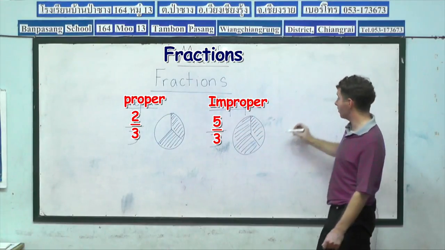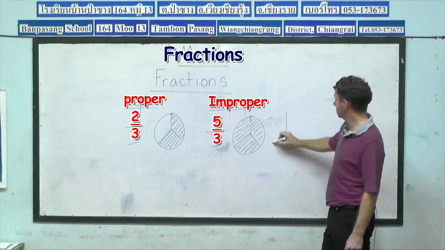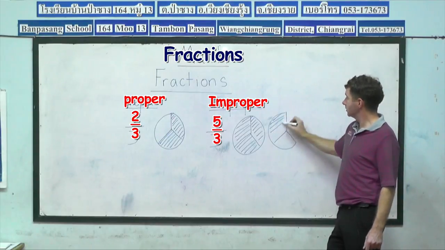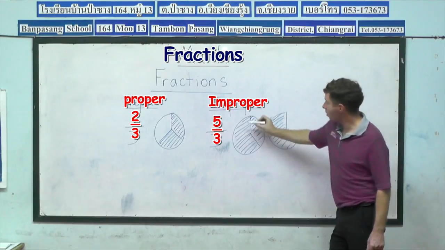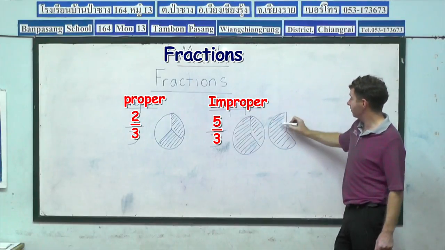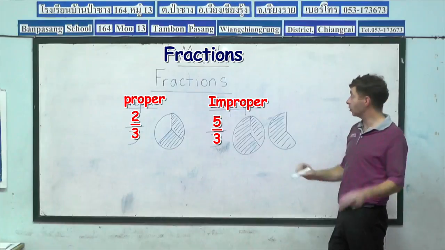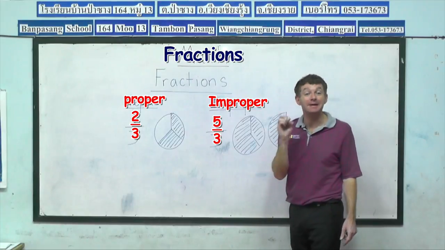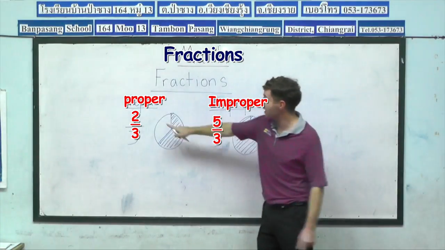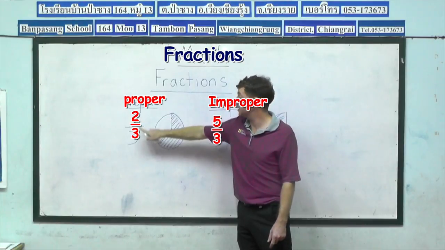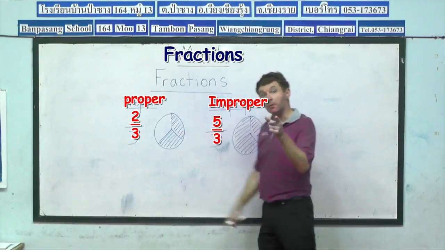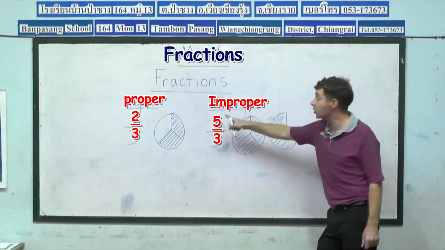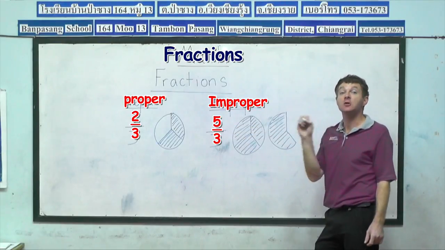So what we need for an improper fraction is 2 more parts. 1, 2, 3, 4, 5. So the actual number of parts is larger than the whole. And this is what we mean by improper fraction. Notice the difference, guys. Proper, the numerator is smaller than the denominator. But improper, the numerator is larger than the denominator.